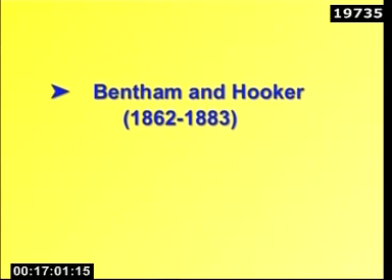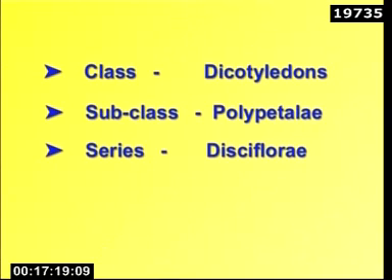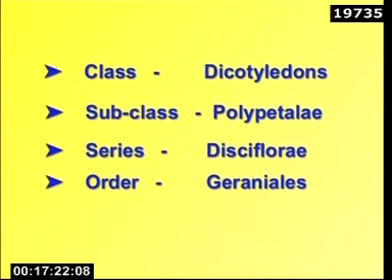Dear students, after discussing the taxonomy of the family Rutaceae, we will now discuss the systematic position of the family Rutaceae. Different taxonomists have classified the family differently. Some of the prominent ones are: number 1, Bentham and Hooker, the 2 British botanists, placed the family Rutaceae in the class Dicotyledons, subclass Polypetalae, series Disciflorae and order Geraniales.